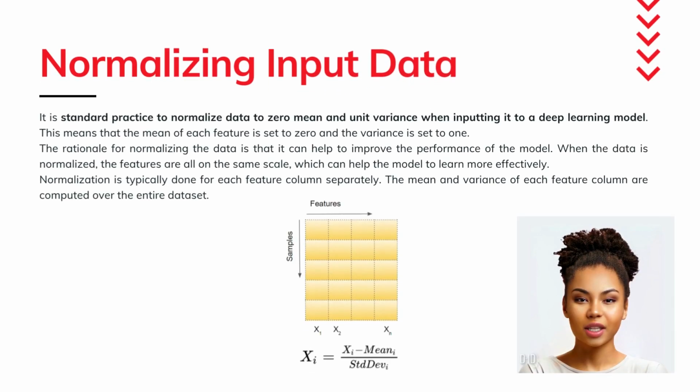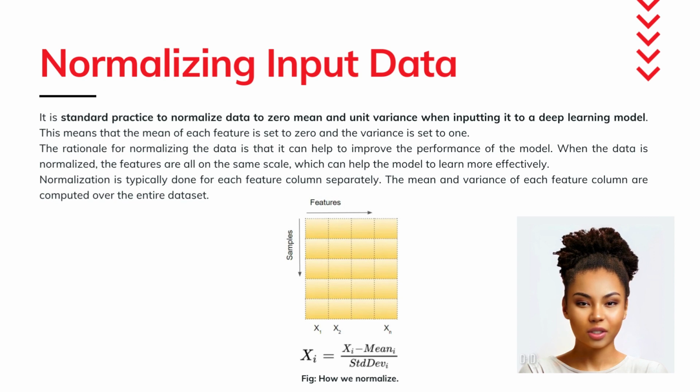In the process of data normalization, we set the mean of each feature to 0 and its variance to 1 before feeding it into a deep learning model. The reasoning behind this practice is to enhance the model's performance. When data is normalized, all its features share the same scale, granting the model an optimal environment for learning. It's worth noting that normalization is applied independently to each feature column. We calculate the mean and variance of each feature column across the entire dataset, ensuring a consistent and balanced approach.